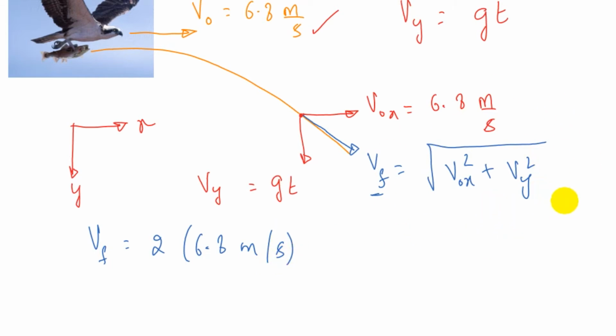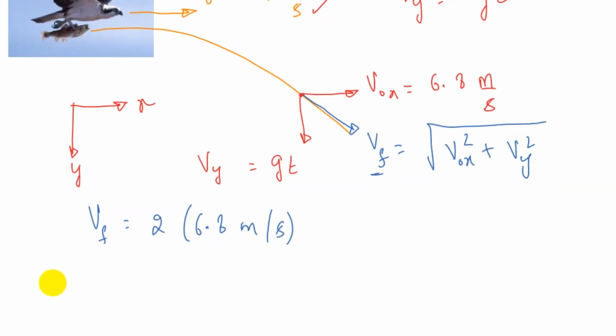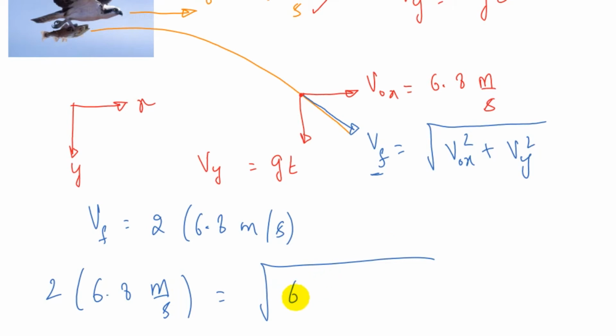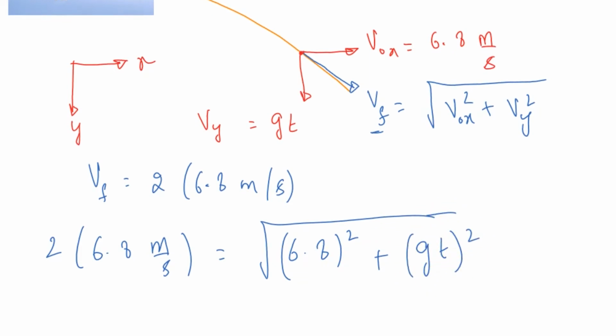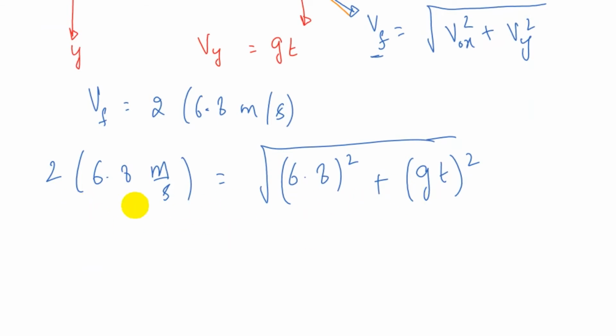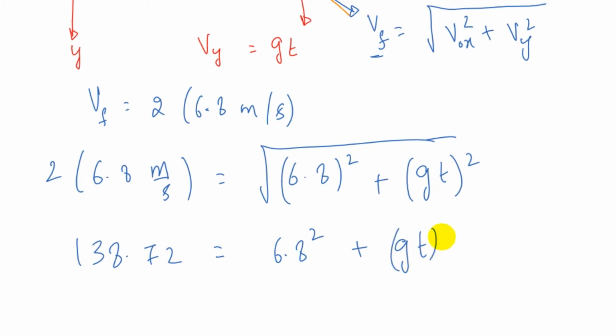So we have all the values, we can put them here. So this would be 2 times 6.8 meter per second equals the square root of v naught x, which is 6.8, whole square, plus v y, which is g t, whole square. So from here we can easily find the value for t. Now we can do one thing, squaring both the sides. So this would become 138.72 equals 6.8 square plus g t whole square.